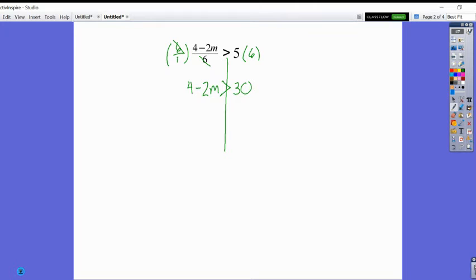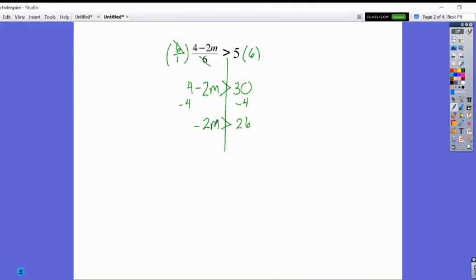Notice next to cancel the constant, that 4 that's in the way. Subtract 4 from the left, subtract the same 4 from the right. So negative 2m comes down. This is now greater than 26.